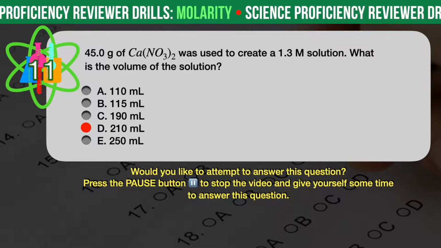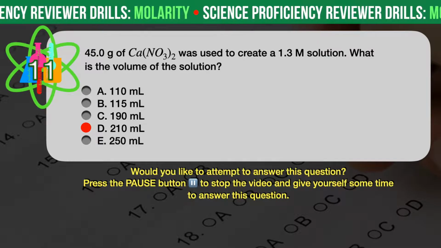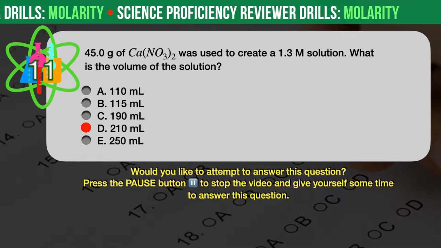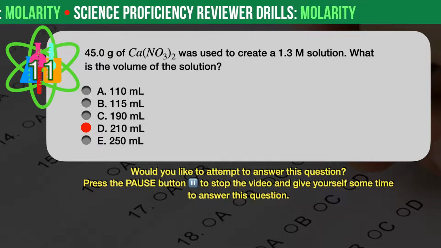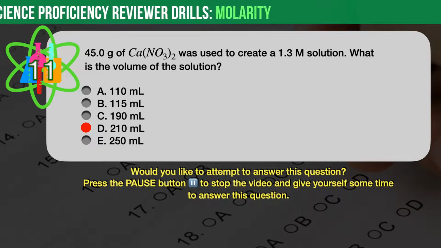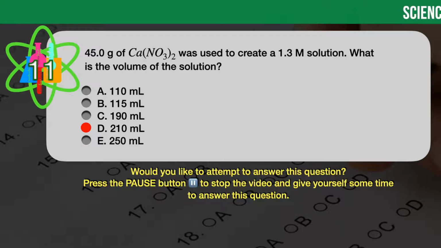210 milliliters. For drill question number 11, our solute is Ca(NO3)2 or calcium nitrate, an inorganic compound. Another name for calcium nitrate is Norgesalpeter. It was synthesized by the Birkeland-Eyde process at Notodden, Norway in 1905. It is a nitrate salt of calcium which contains calcium and nitrogen and oxygen.